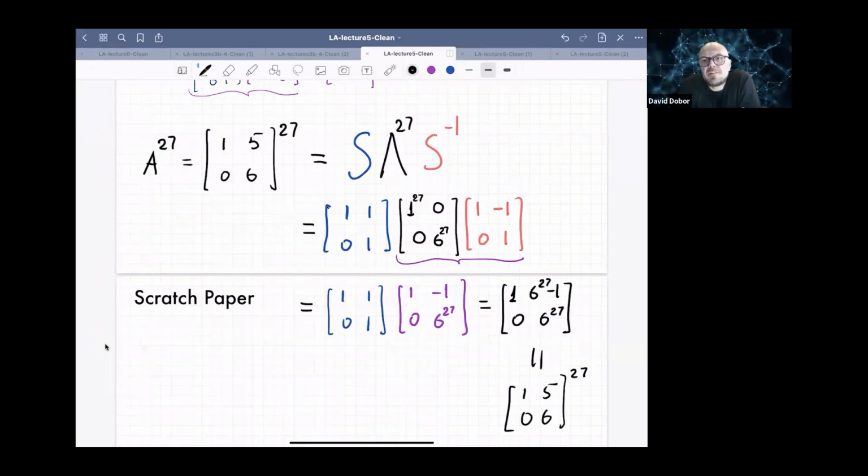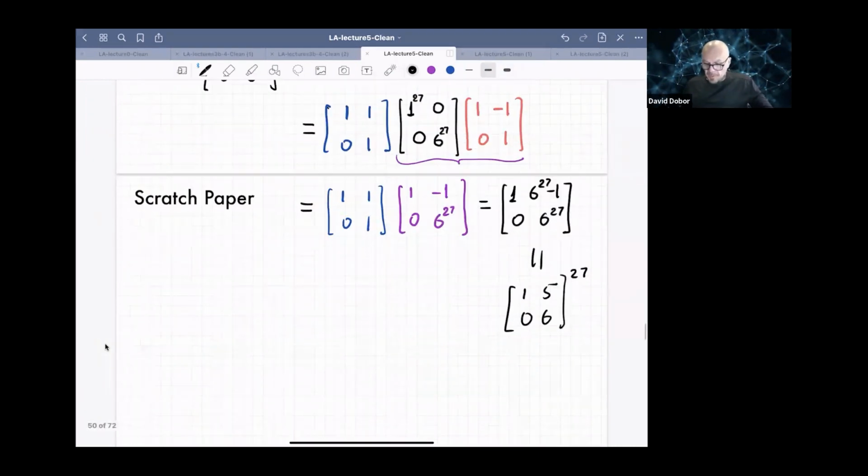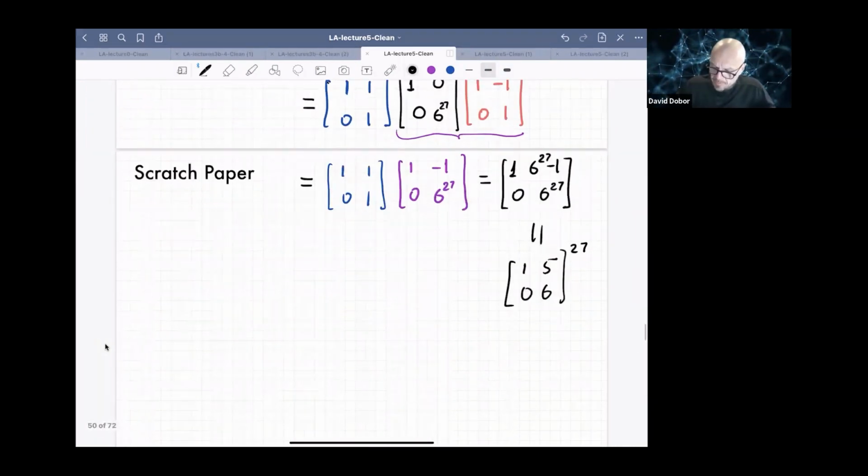So what was the effort? The effort was in computing the eigenvalues and eigenvectors. Okay, granted, this was a small matrix. The eigenvalues were found right away. Eigenvectors were not that difficult to find, but that's the effort. Let's do one 3x3 example before we finish up.